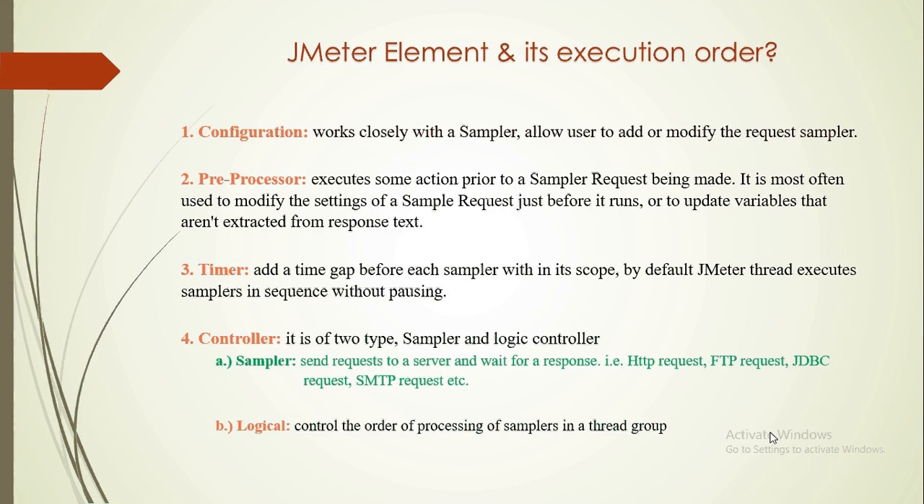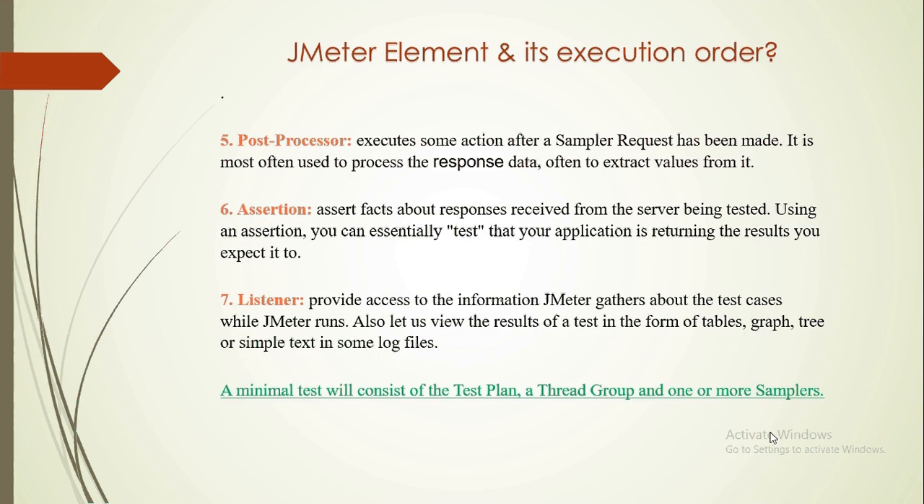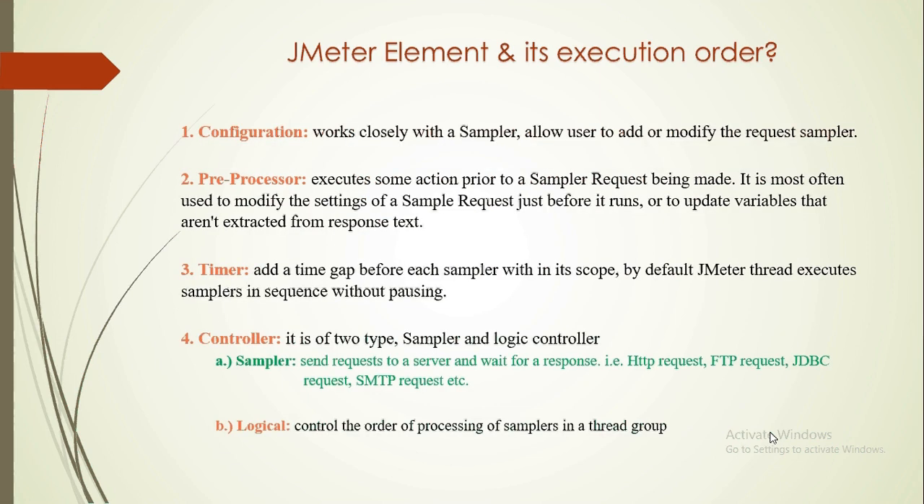So, JMeter elements and their execution order. As I have shown you, there are multiple elements within JMeter, and those are config element, preprocessor, timer, controller. Controller is divided into two parts, a sampler controller and a logical controller. Next is post processor, assertion and a listener. So these are the elements which we have in JMeter.